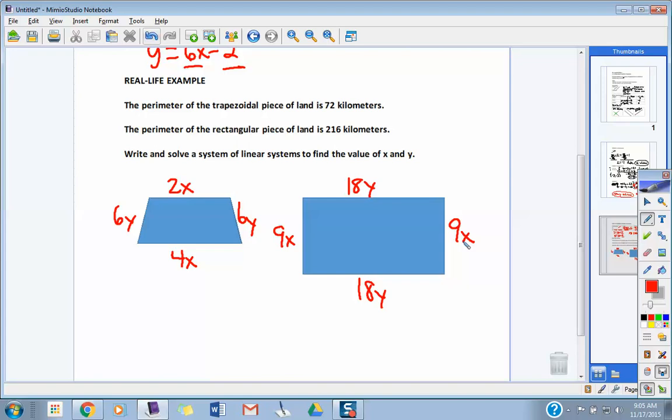All right? There's a couple words going on up here. Perimeter of trapezoidal piece of land. Perimeter. Remind me what perimeter is again on any kind of polygon.